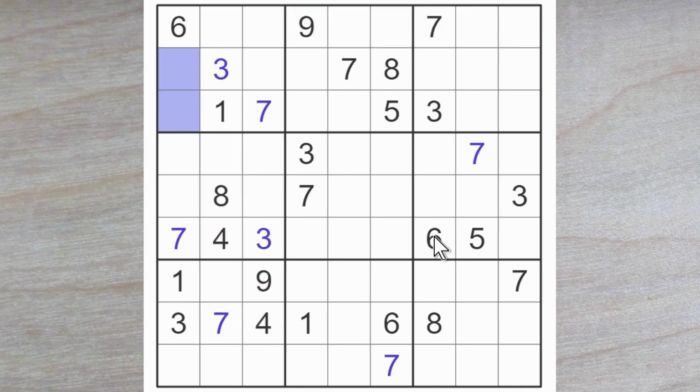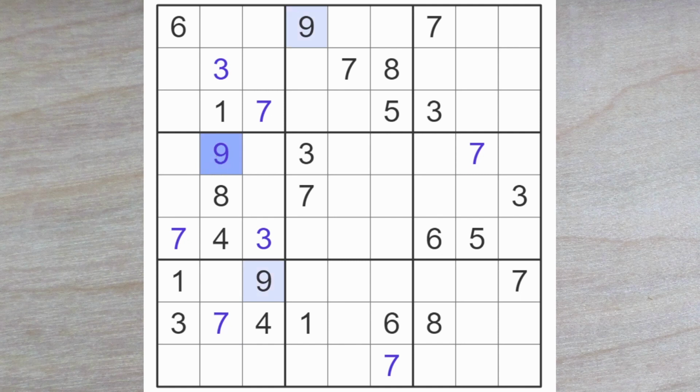One of these squares must be a 6, because this 6 blocks up here, this 6 blocks here, so a 6 goes here or here, blocking up, 6 blocks here, so 6 here or here. A 9 blocks this square, a 9 blocks these two squares, ergo this square must be a 9.